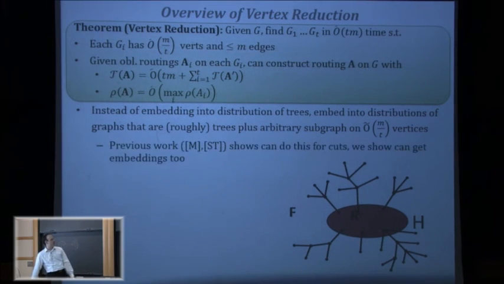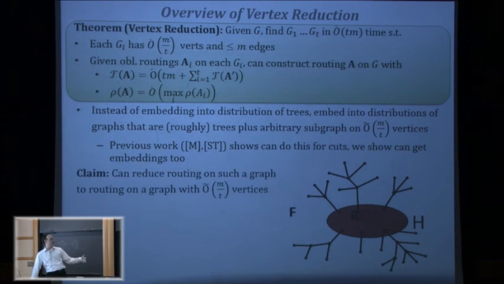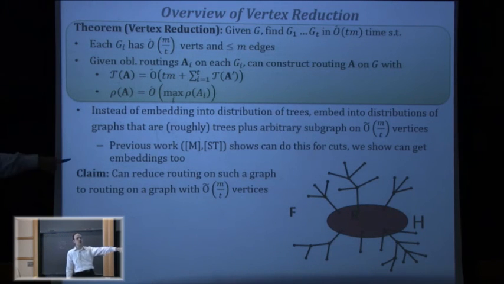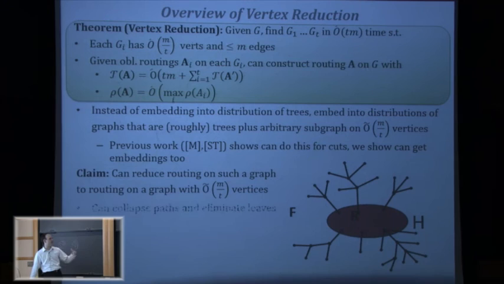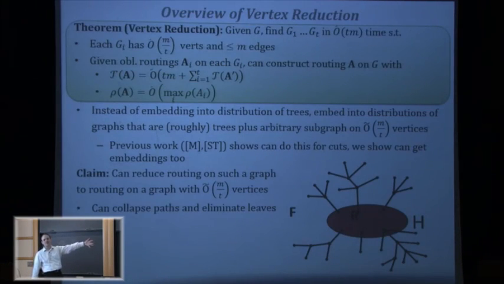And then you can actually get this with embeddings. And the claim is that you can reduce routing on one of these graphs. So the previous stuff showed this for cuts, and we're going to show you can do embeddings too. Roughly the idea is you can reduce routing on one of these graphs to routing just on the core in the middle, because you can just kind of contract out the hair at the edge, right? Like routing on paths and leaves, there's only one way to do it, and so you can just contract them out. And so putting that together, you get vertex reduction. The idea is you embed into a distribution of core plus trees, then you collapse the trees, and that gives you your running time.